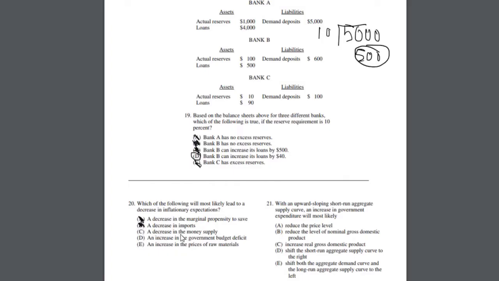Decrease in the money supply. Yes, that'll decrease, since a decrease in the money supply will cause an increase in the nominal interest rates, which will decrease investment and decrease aggregate demand. An increase in the government budget deficit. No, that means that the government is spending more, so G could be increasing. An increase in the price of raw materials. No, it's going to decrease short-run aggregate supply and increase the price level. So we know that the answer to 20 is C.